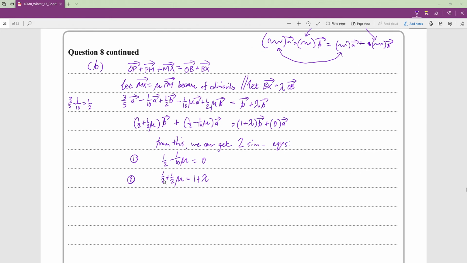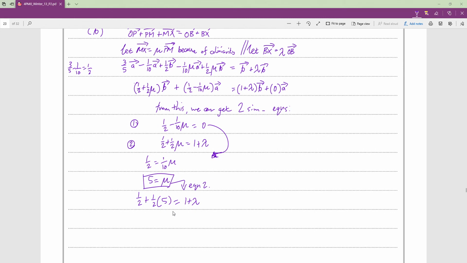So what do we do now? Of course, the first equation is easier to solve because it has one variable. So let's solve that one first. 1/2 is 1/10 mu, and multiplying both sides by 10, 5 is equal to mu. And now substituting this into equation 2, we get that a half plus a half times 5, which is the value of mu, is equal to 1 plus lambda. Or in fact, 1 plus lambda is equal to 3.